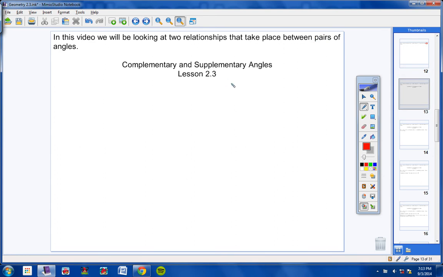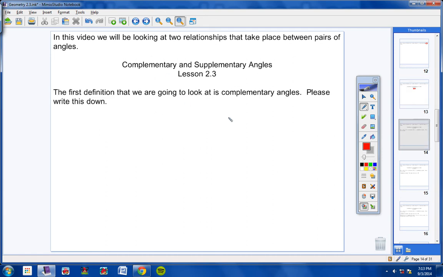Your heading today, please copy this in your notes, is complementary and supplementary angles, lesson 2.3, and please include today's date. Okay? I'll wait just a second. Please copy this down. That's your heading for today.